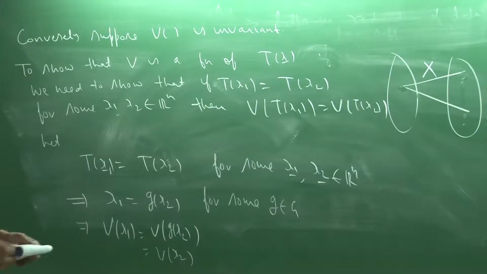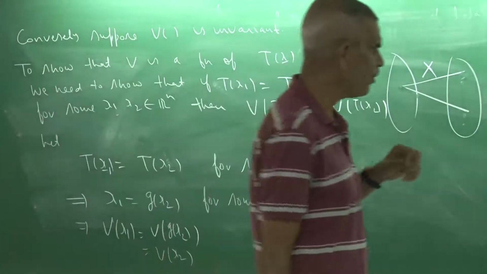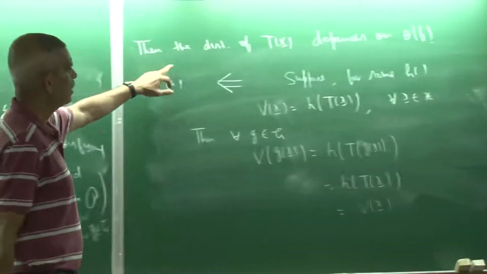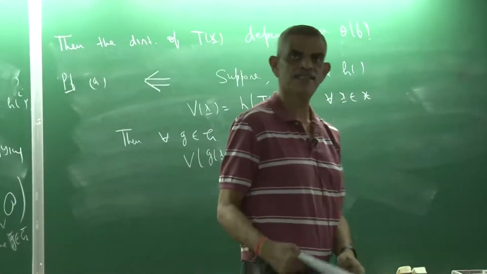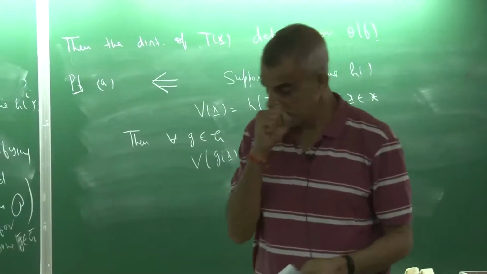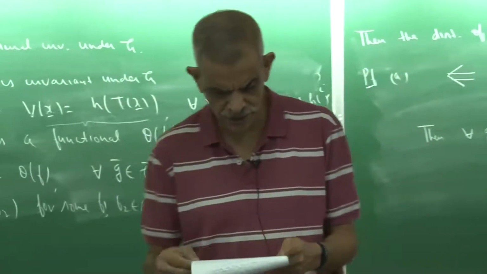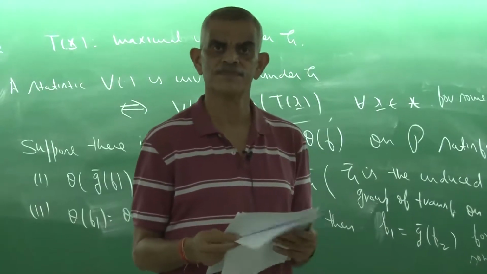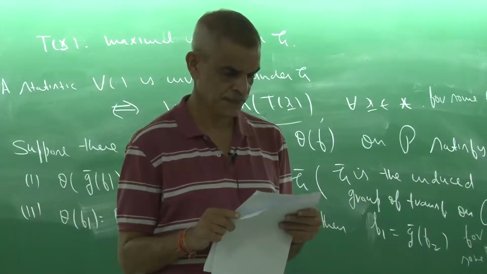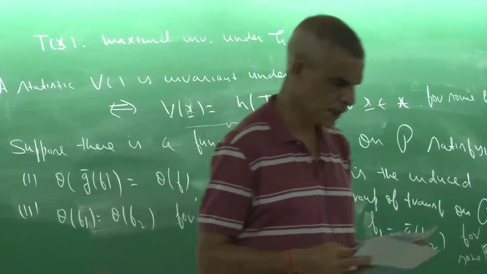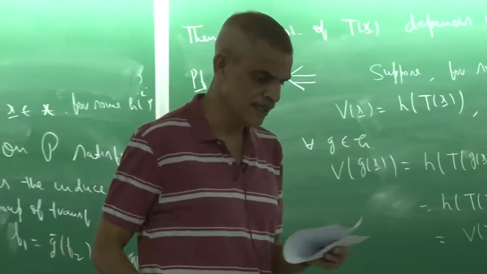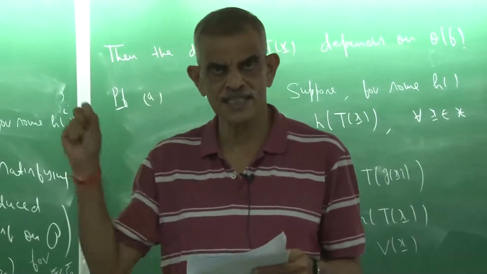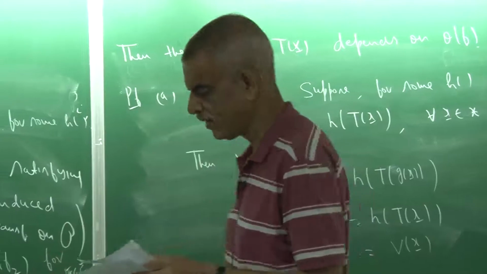Now, I'll show that the distribution of T only depends on the maximal invariant functional theta of f. So, to show that the distribution of T(x) depends on the maximal invariant functional, what do you have to show? You have to show that if theta f1 is the same as theta f2, then P f2 that T(x) belongs to B would be the same as P f1 that T(x) belongs to B.